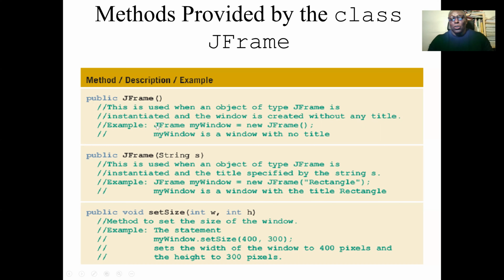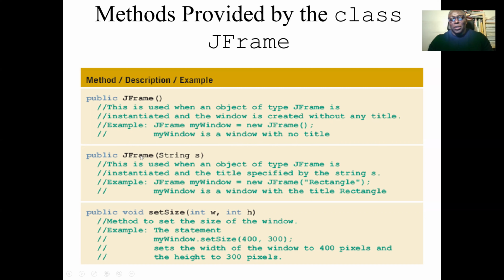So this is how we write the code. JFrame, the class, myWindow, that's the name of the window object. So JFrame myWindow equals new JFrame. myWindow is the window with no title.